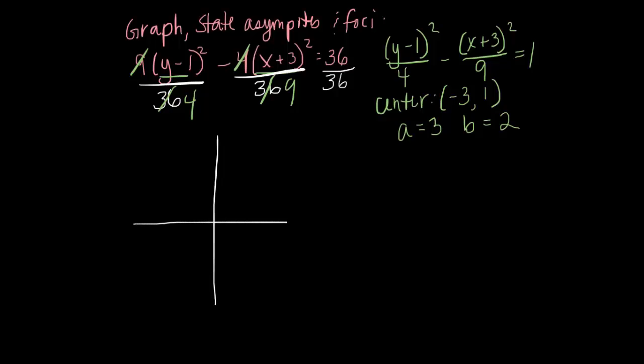The other thing I know is because the y's come first, it opens up and down. It's going to have y-intercepts before the shift. Let me plot the center at -3, 1. Here's the center. I'm going to create the same central rectangle, except now instead of starting at the origin, I'm going to start at the center. So I'm going to go 3 units to the left and to the right, 1, 2, 3. And I'm going to go 2 units up and 2 units down.